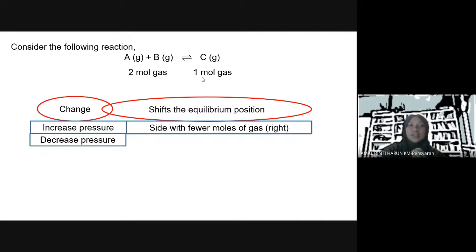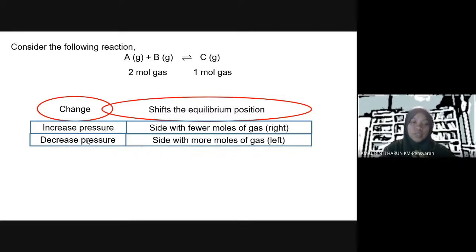Kalau kita decrease pressure, disturbance dia adalah pressure decrease. So kita nak buat pembetulan balik, kita nak buat correction, we need to increase the pressure. How to increase the pressure? We need to shift to the side which has high number of mole. That means we need to shift to the left side.